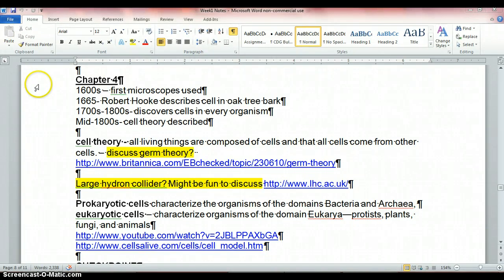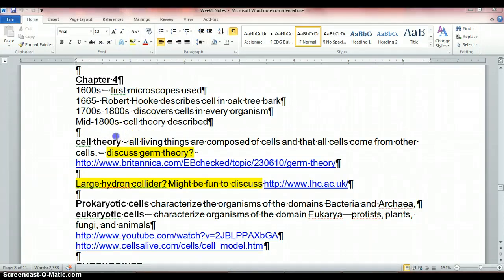Okay, so Chapter 4. Basically this is going to talk about cells. First, we know that in the 1600s the first microscopes were used. By 1665 Robert Hooke describes the cell in oak tree bark. In the 1700s to 1800s, we discover cells are pretty much everywhere. Mid-1800s, cell theory is described. So it's a nice, long history of cell theory.